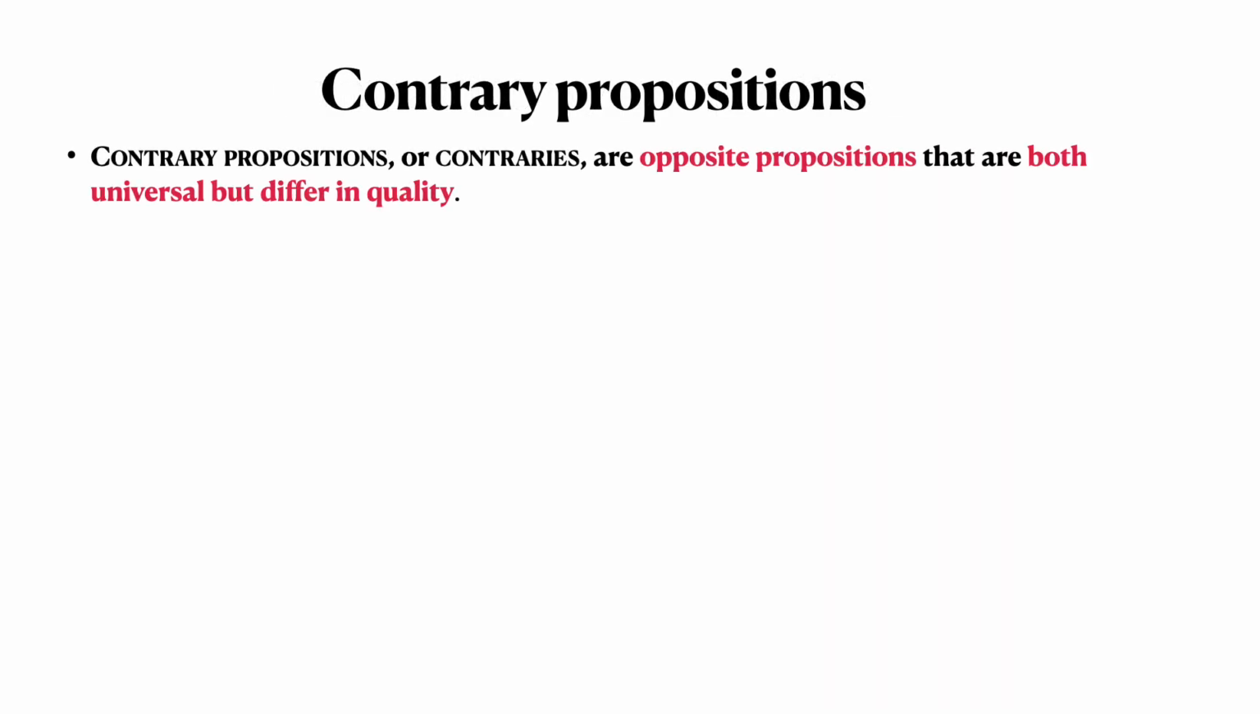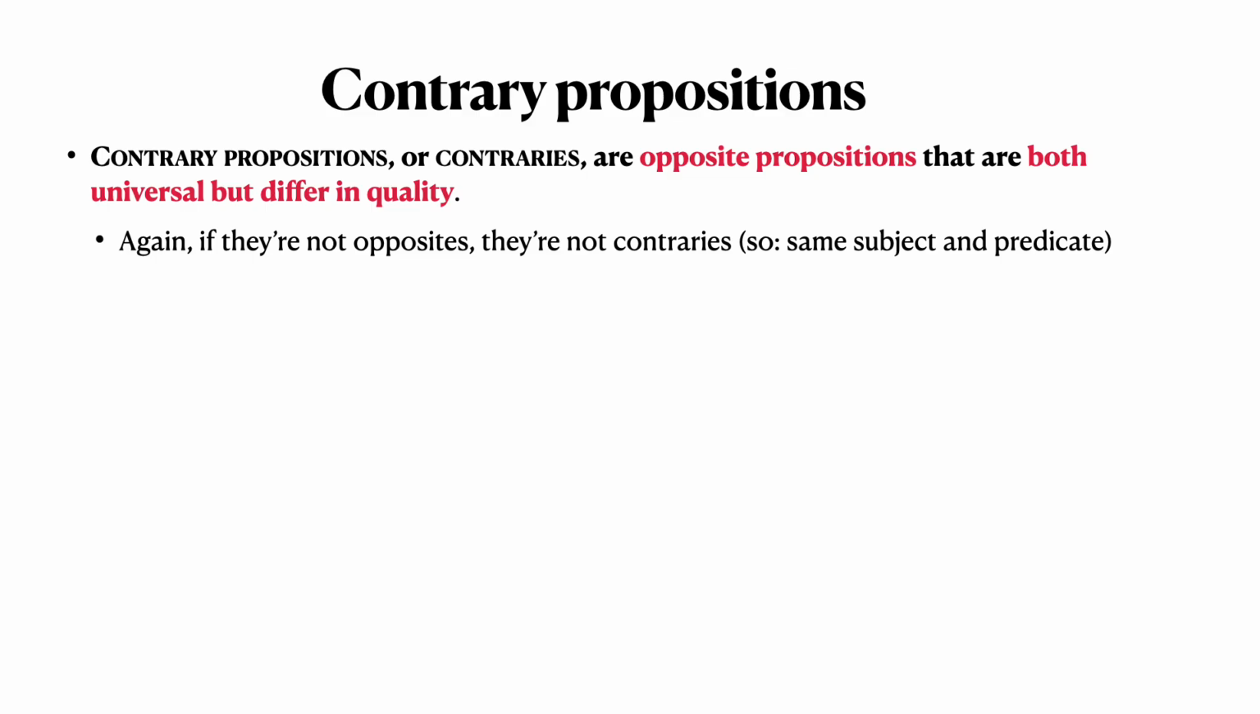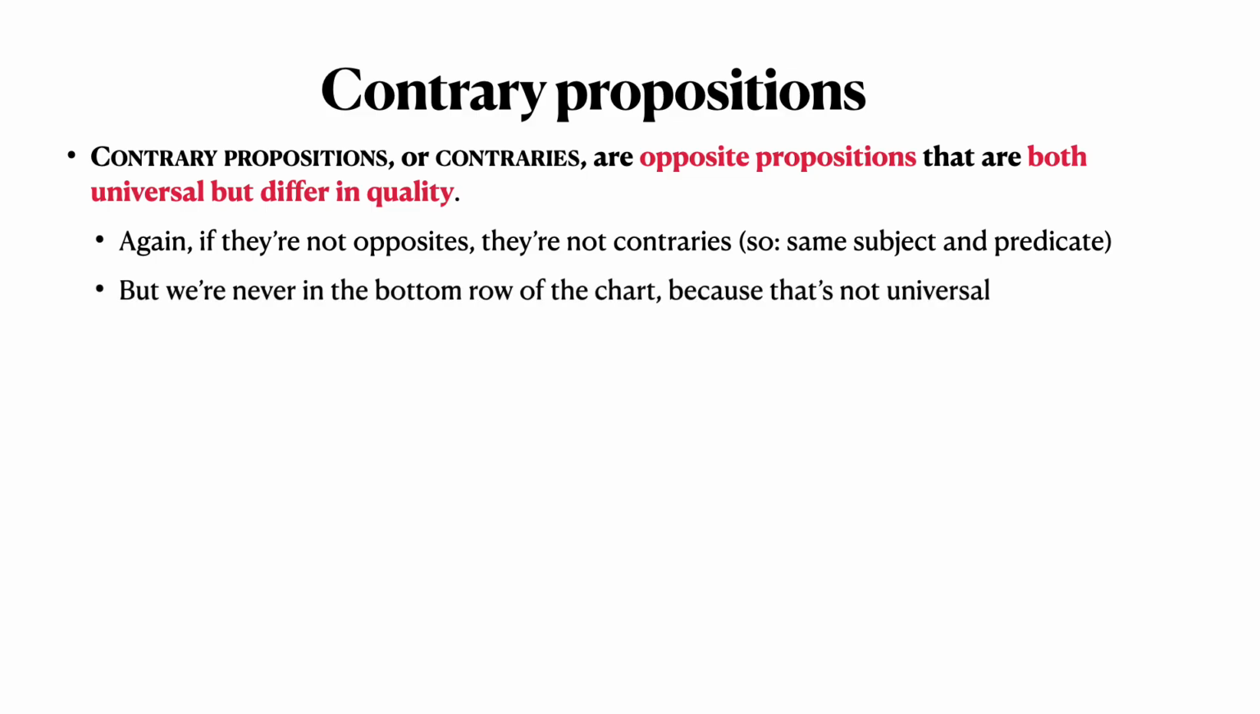All right, let's go to the second kind of opposition, which is the contrary proposition. And we can define contrary propositions, or contraries, as opposite propositions that are both universal but differ in quality. Again, if they're not opposites, they're not contraries. So we've got to have the same subject and predicate here. But in this case, we're also never going to be in the bottom row of our chart, because the bottom row of the chart is for particular propositions, not universal propositions. And our definition here says that contrary propositions are always going to be universal. That is, they're always going to be A or E propositions.